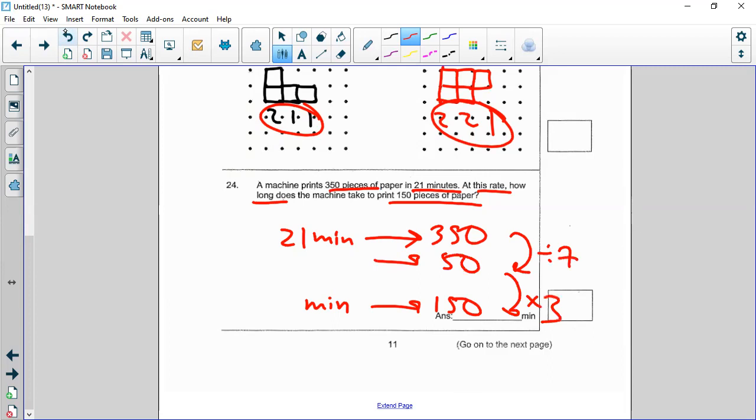So the other side, divide by 7 and you get 3 minutes. And then later you times 3 to get 9. So how long does the machine take to print 150 pieces? 9.